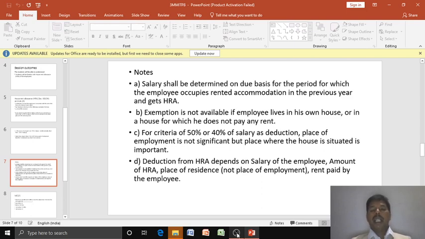Point D. Deduction from HRA depends on salary of the employee, the amount of HRA, place of residence, and rent paid by the employee. These are the basic aspects that we have to consider while calculating the HRA of an employee for the computation of income from salary. Right?